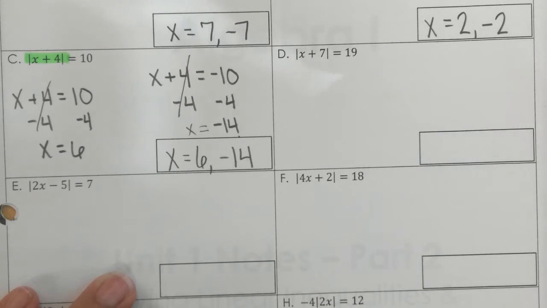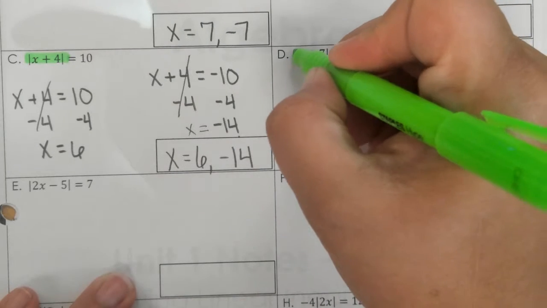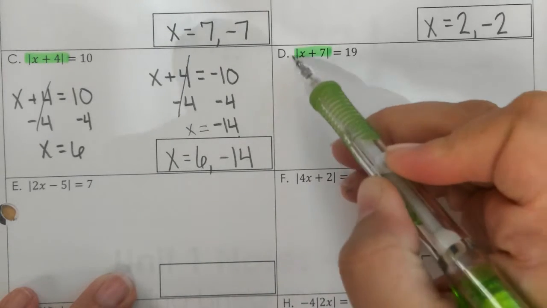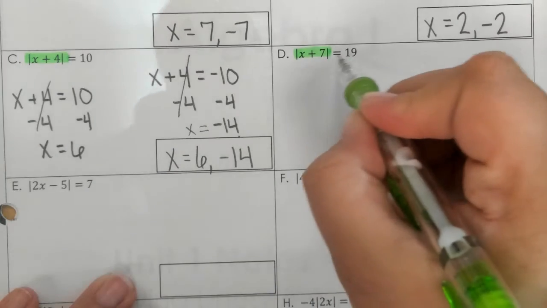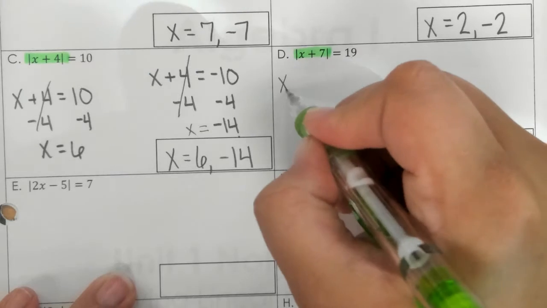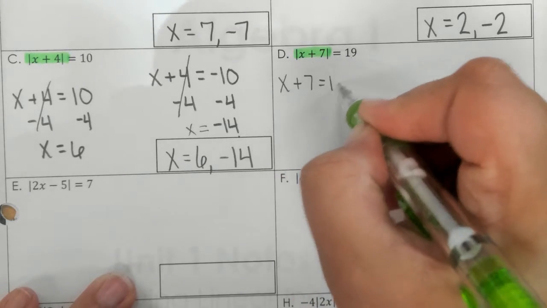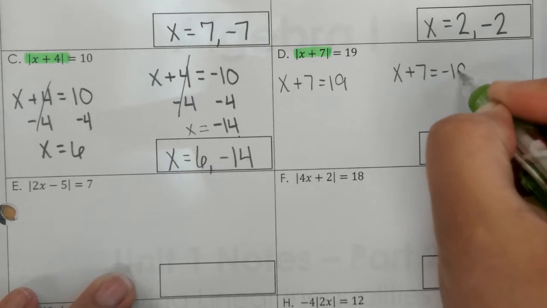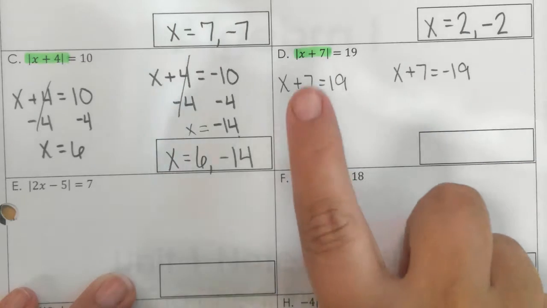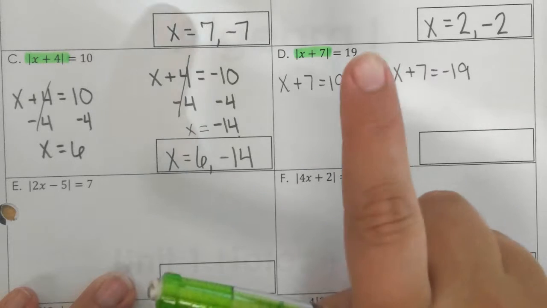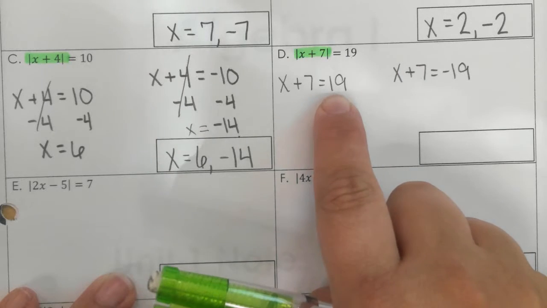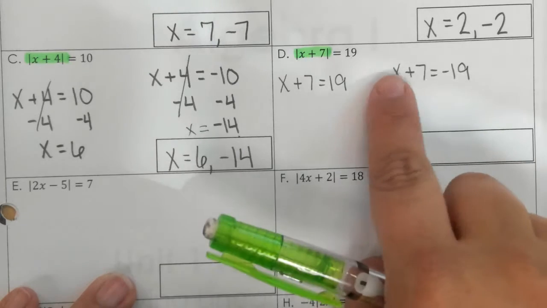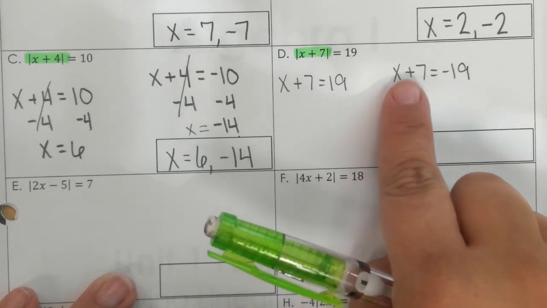In letter D, I see if I have my absolute value section by itself, and I do. Nothing is around it. So I can set this equal to 19. And I can set it equal to negative 19. So you have to understand that you have to make two equations every time. One is going to be the positive, and then one you're going to change it to a negative. Always the last number, never inside of the actual equation here.